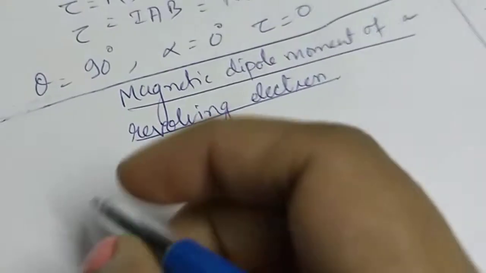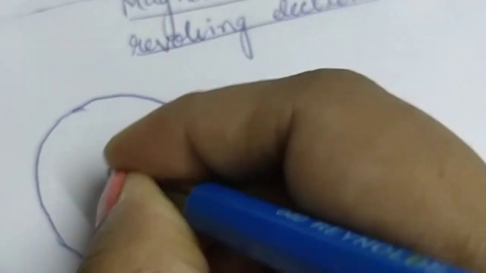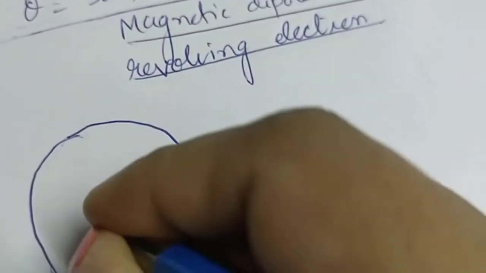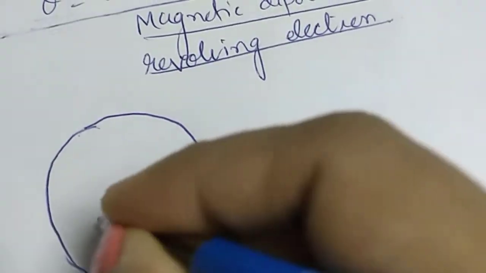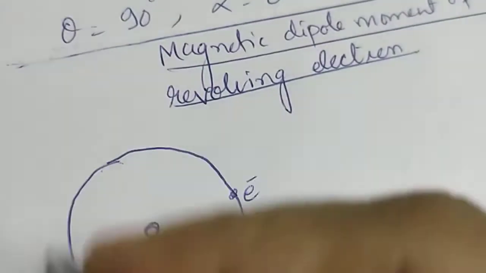Okay, so suppose this is the orbit of an electron. We'll consider a circular orbit. At the center there is the nucleus. If the atomic number is Z, then plus Ze is the charge at the center, and one electron is moving here. This is its path.